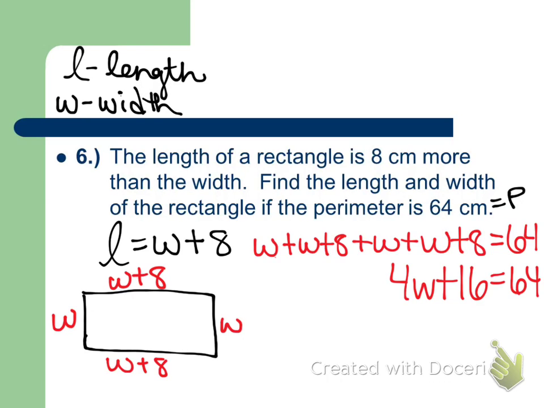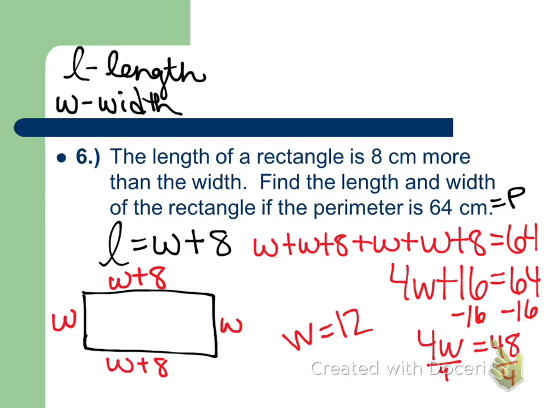Would somebody like to raise their hand and explain to me how to solve this? Ryan. So first, I'm going to subtract 16. Okay. And 64. All right. And then what? Divide by 4. Oh, wait. What is that? 48? And then divide by 4 on both sides. Okay, so we get W equals 12.